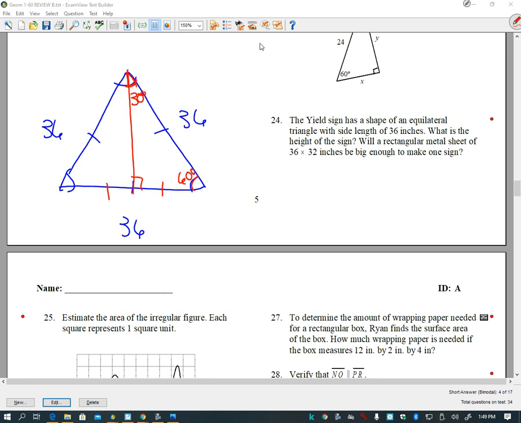So we have a 30, 60, 90 triangle, which means if this is 36, and that's my hypotenuse, then my short side, my side opposite of my 30, is what? 36 divided by 2 is 18, okay? Now the side opposite 60 is my short side times radical 3. So this is 18 radical 3.